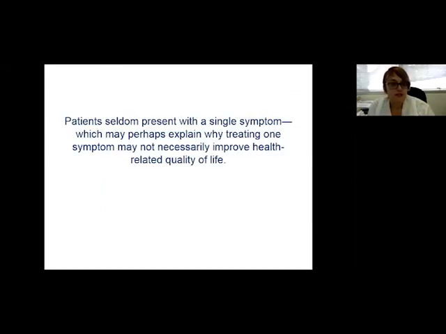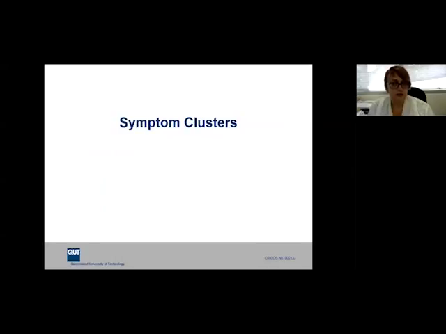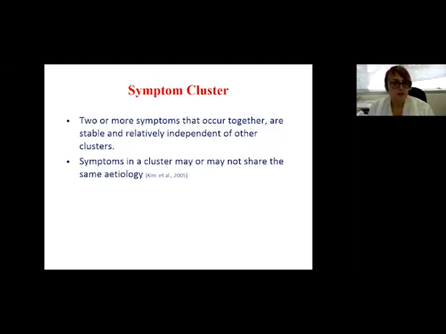So patients seldom present with a single symptom, and this perhaps explains why treating one symptom may not necessarily improve somebody's quality of life. So what the cancer world now looks at are symptom clusters. This is where two or more symptoms occur together, are stable and relatively independent of other clusters, so two or more symptoms that are tightly associated with each other. And they may or may not share the same etiology.